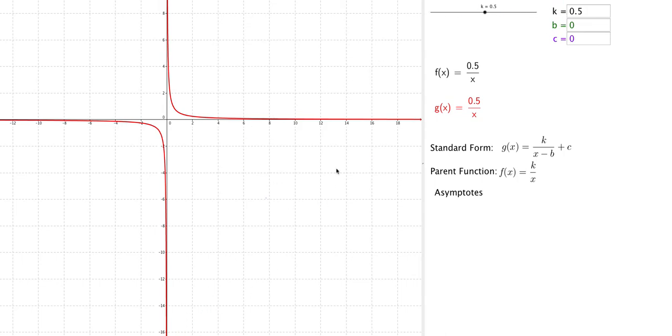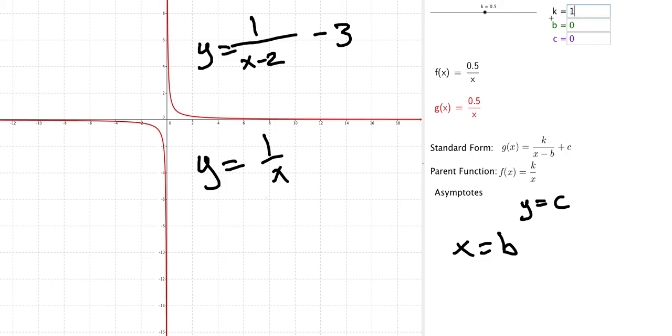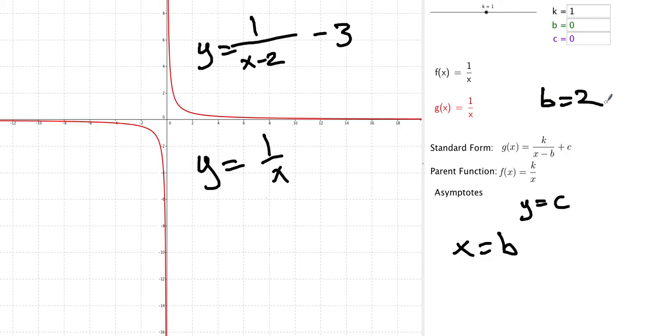And we already know what that one looks like. You could make a table of values and graph it, but this is what it looks like right here. And now you have this x minus 2 and this minus 3. So let's go look at standard form. Our b value is x minus b, and right now the b value is equal to 2. Our c value, we should have plus c, and we have minus 3 out here, so that's like saying plus minus 3. Our c value is negative 3.